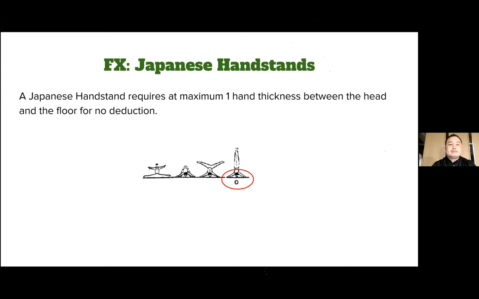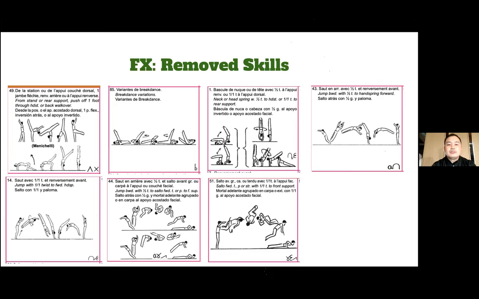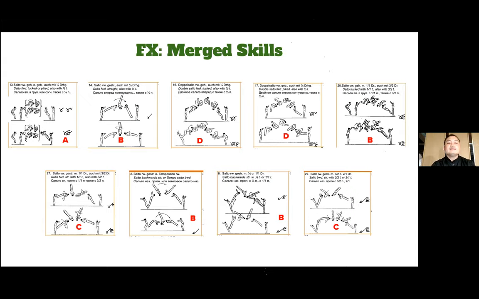Now, removed skills. As you can see in the picture, these are the removed skills. Please take note of these skills, and then the merged skills. Frontside to tucked and piked, frontside to tucked half, piked half: this is one box. And then front layout, half turn, also one box. Double salto forward tucked, double salto forward tucked with half turn, also one box. And then pike, and pike half, also one box. So please take note of these skills.